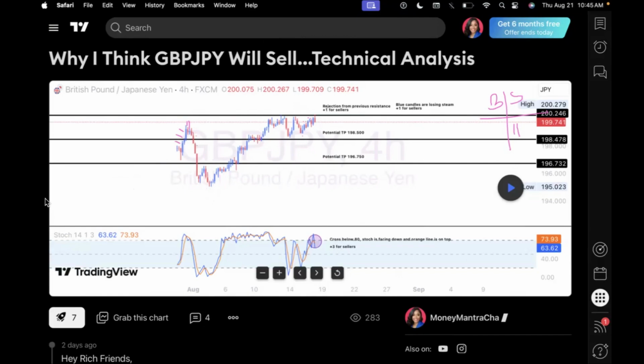So far, what I do see is the red candles are picking up steam, and that is why I decided to give the sellers the point there.